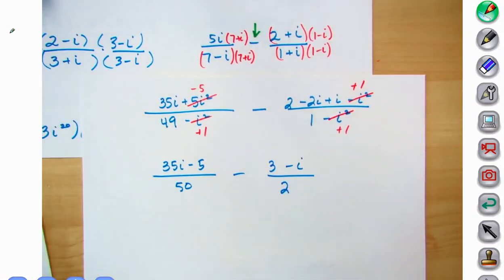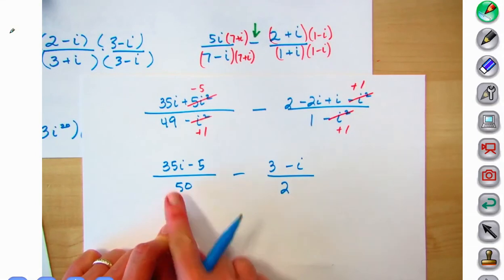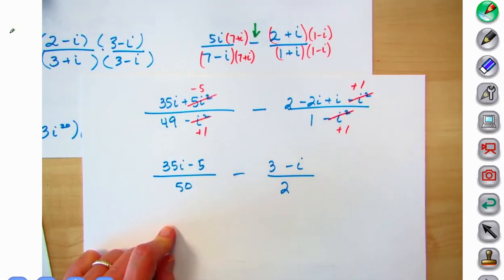Now, here's why I think that it's probably shorter doing it this way, because now this fraction is going to reduce, which is just going to make all the numbers smaller. What's the common factor over here? 5.